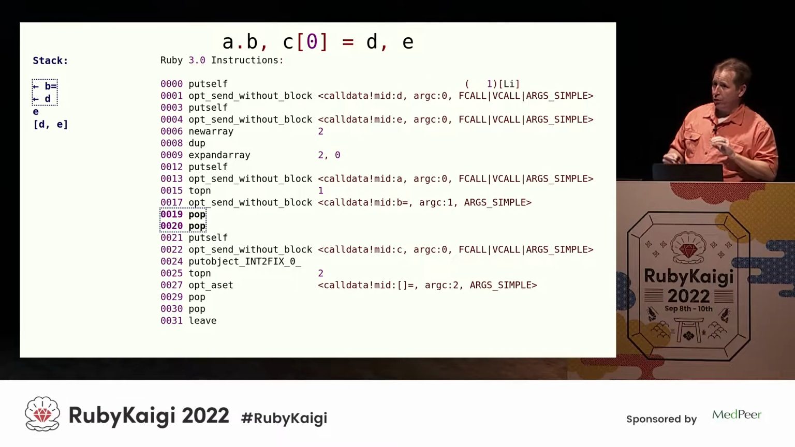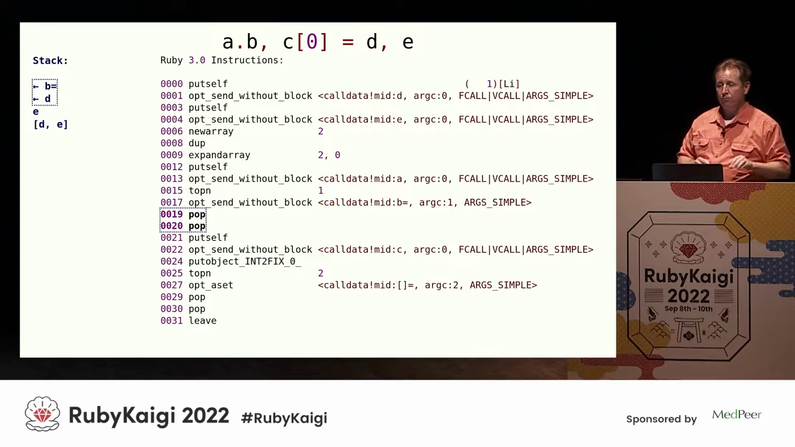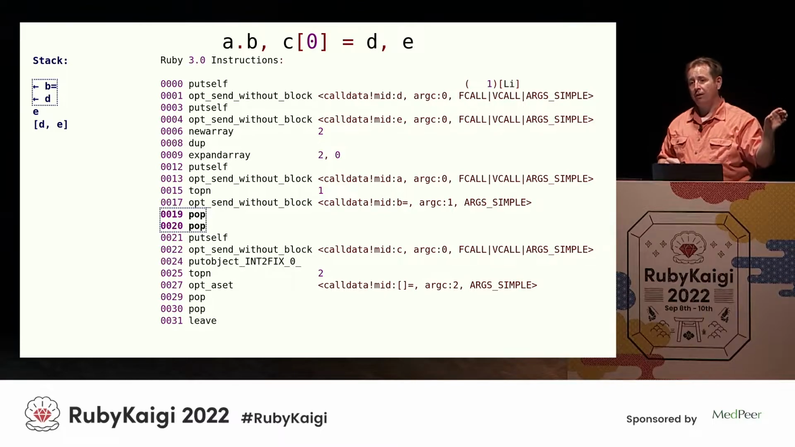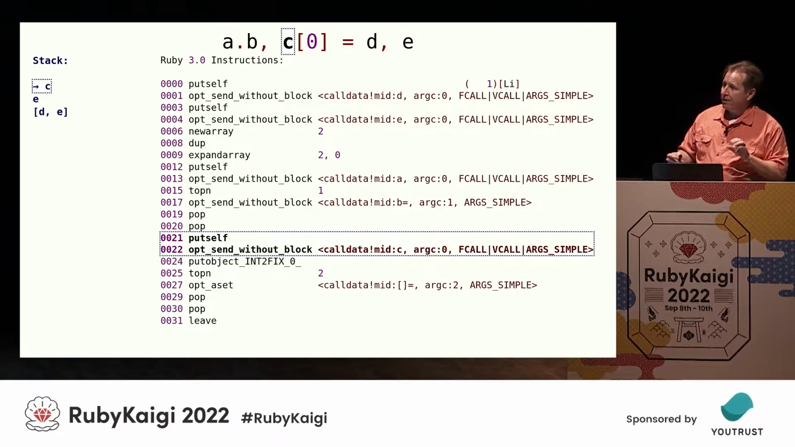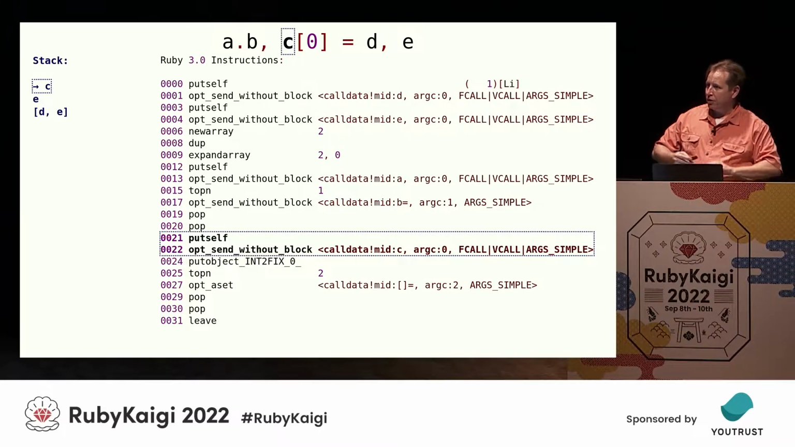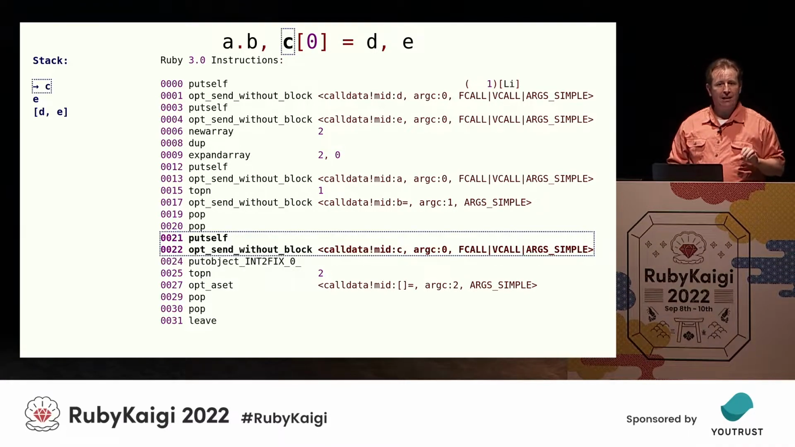Now the next 2 instructions are both pop instructions, each of which removes the top entry in the stack. We don't need the value of the B equals method, and we no longer need the value of the D method, so those are both popped from the stack. Next, Ruby needs to evaluate the method called C, and this is just like D, E, and A, and the result of C gets pushed onto the stack.